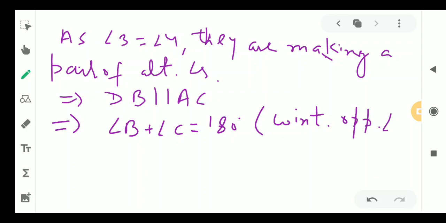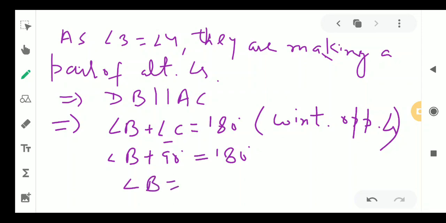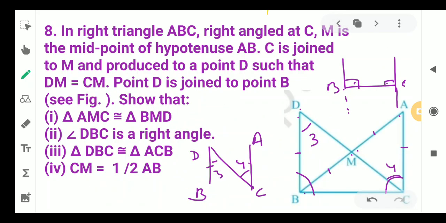Now in the question it was already given angle C was 90 degrees. So here we can write 90 degrees. So if we solve it, angle B will be 90 degrees. We got angle B 90 degrees, and this was the second part we have to prove.